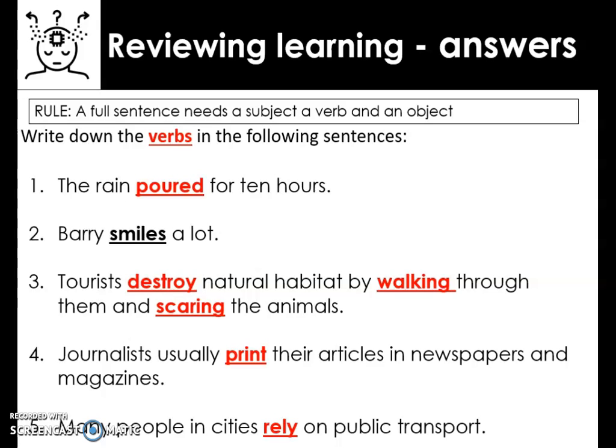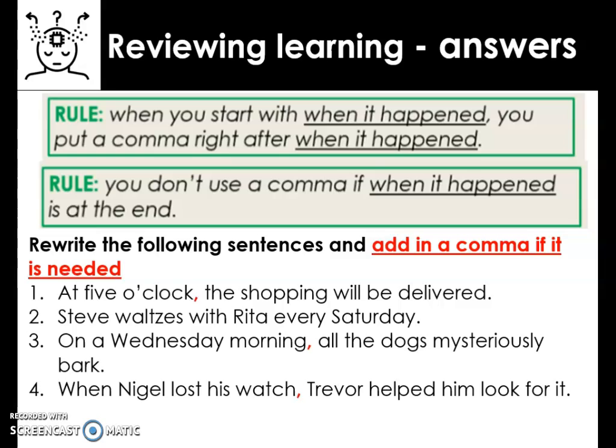Okay, now on to the commas. Okay, add a comma if it is needed. So for number 1, you need a comma after at 5 o'clock because you've started with when it happened. Number 2, you don't need a comma. Number 3, on a Wednesday morning, because that's the when it happened, yeah? You need a comma. Number 4, when Nigel lost his watch. Again, that's the when it happened, so you need a comma after that.